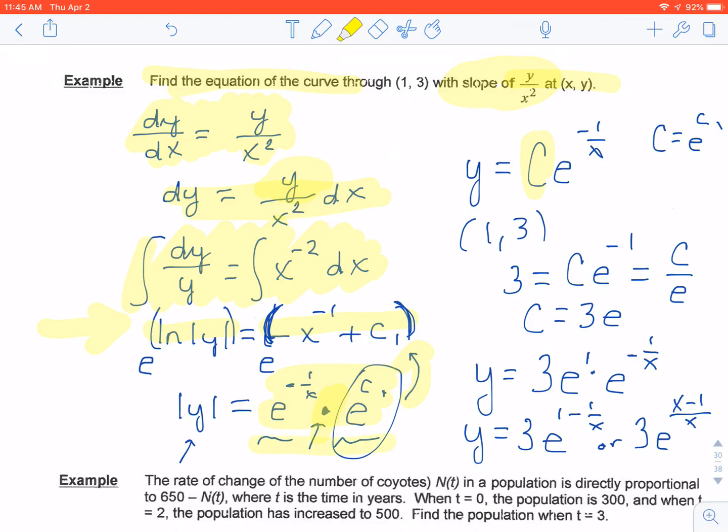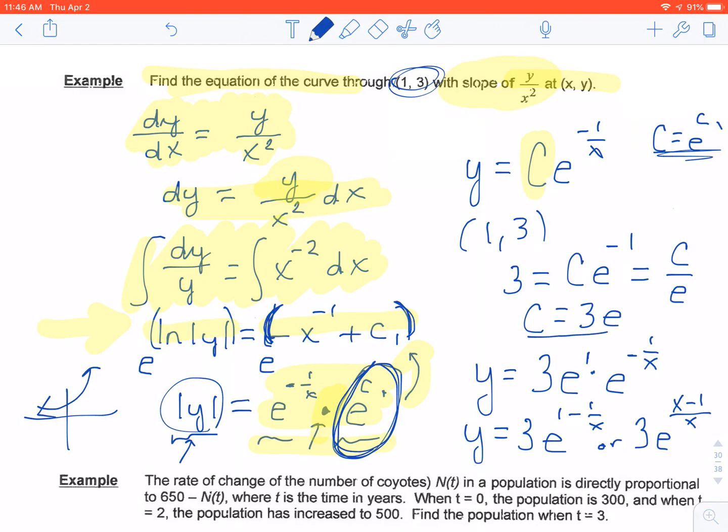Now the right side has e to a power, and I know e to anything is always a positive output, so these absolute values can go away. E to the c1, a constant to a constant, a number to a number is just a number, so I'm just going to call that c. So I'm losing the absolute values because this right side is always going to be positive. I'm making e to the c just a constant c, so I get y equals c e to the negative 1 over x. Now I'm going to use the point that was given, this (1, 3), plug in 3 for y, 1 for x, and I'll get c equals 3e.